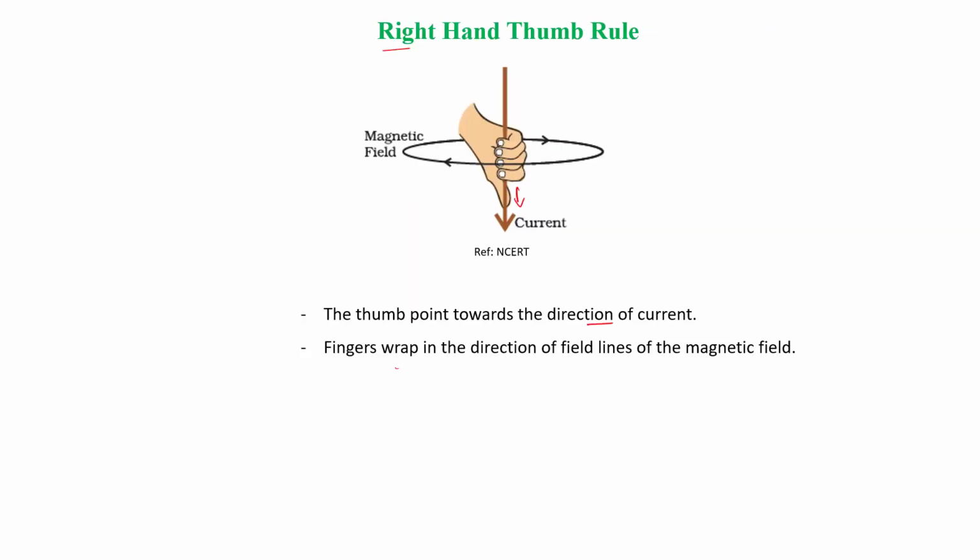So in the right hand thumb rule, the thumb is in the direction of the current and the wrapping of the fingers shows the direction of the magnetic field. Here the diagram may look less appropriate, but you can realize it by folding the fingers of your right hand.